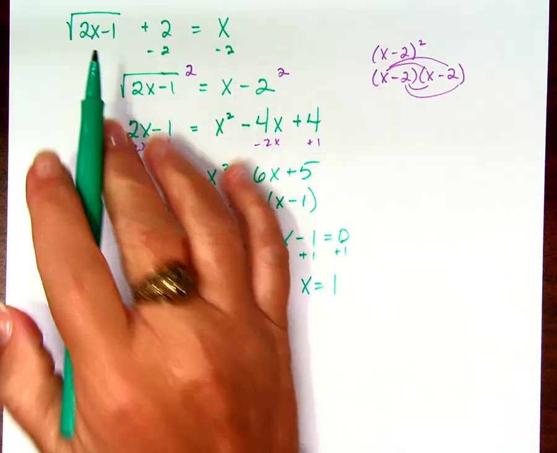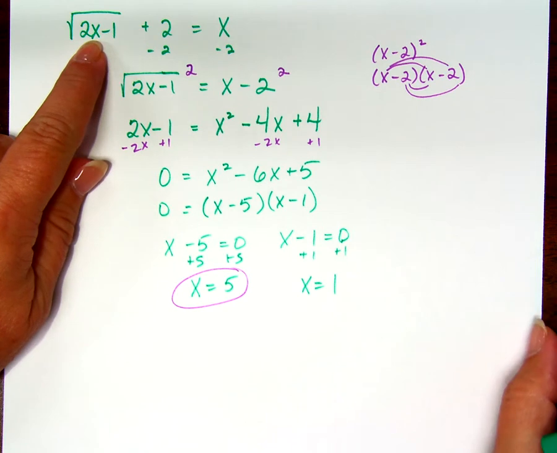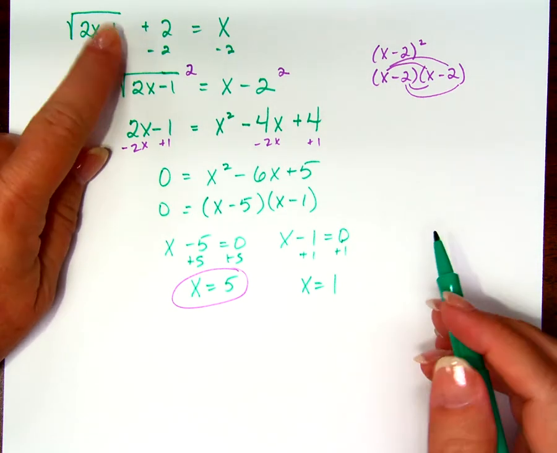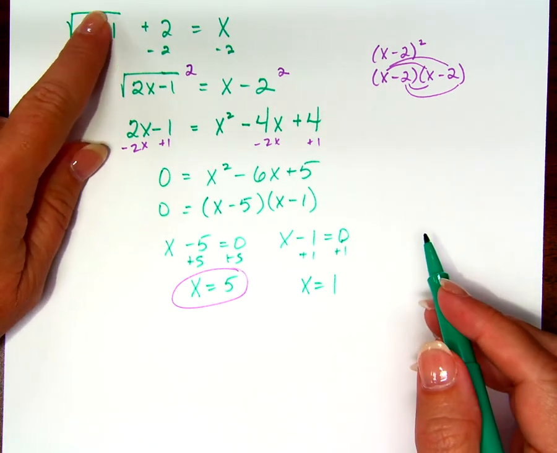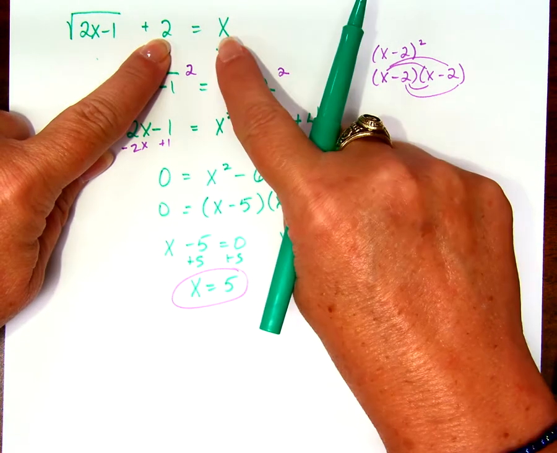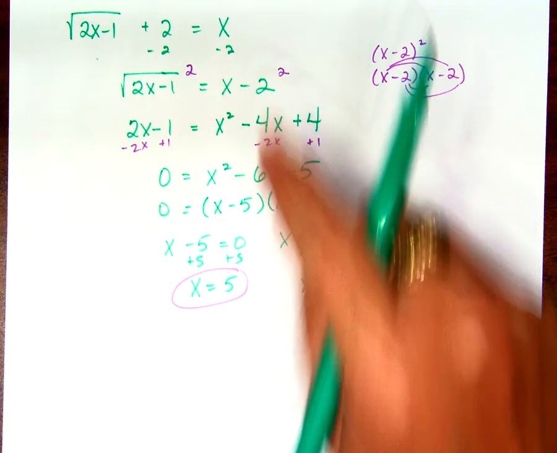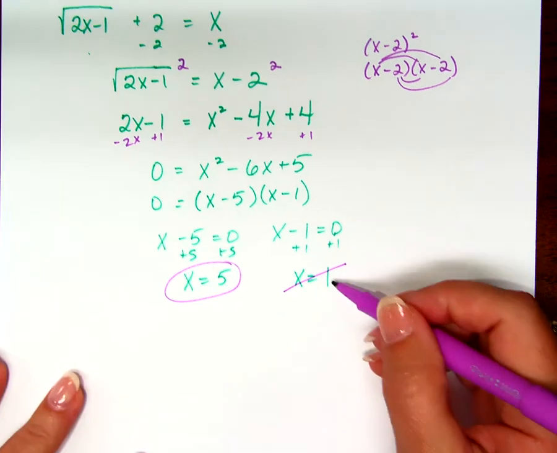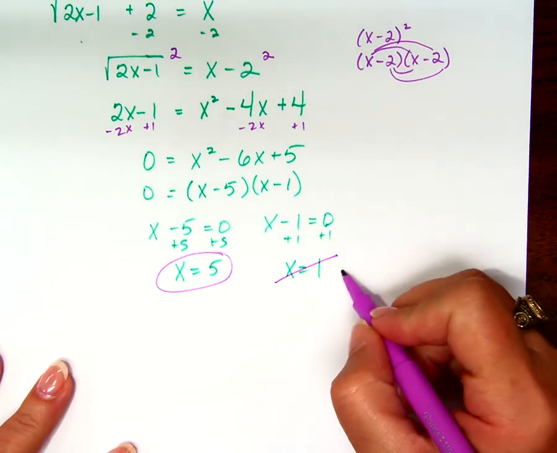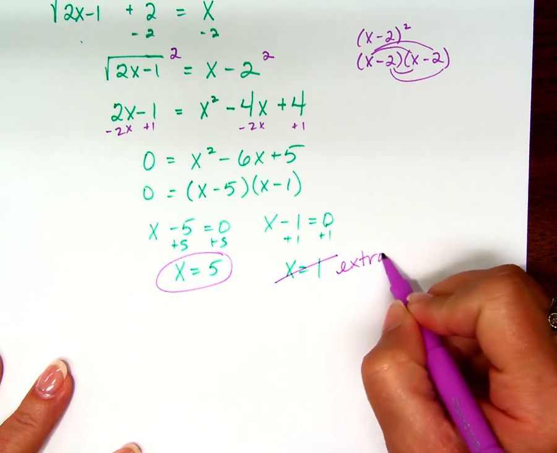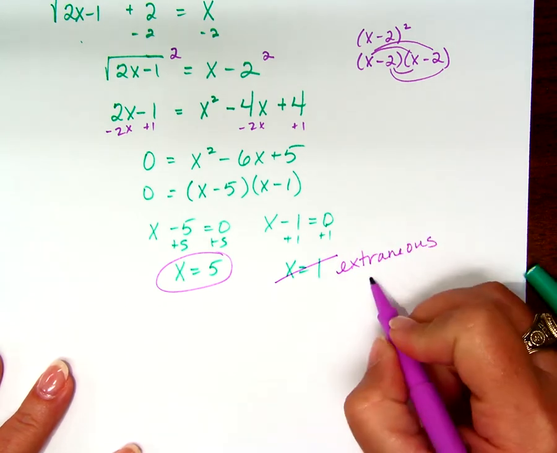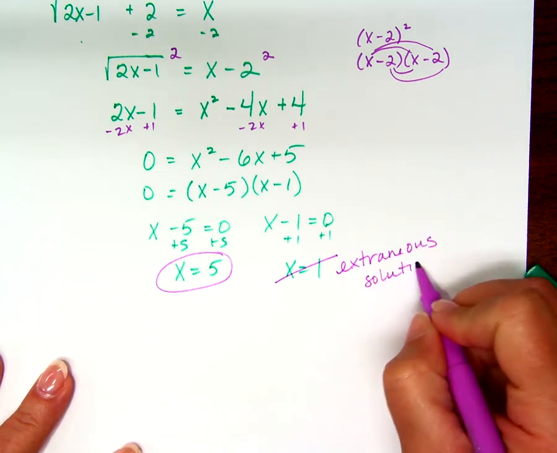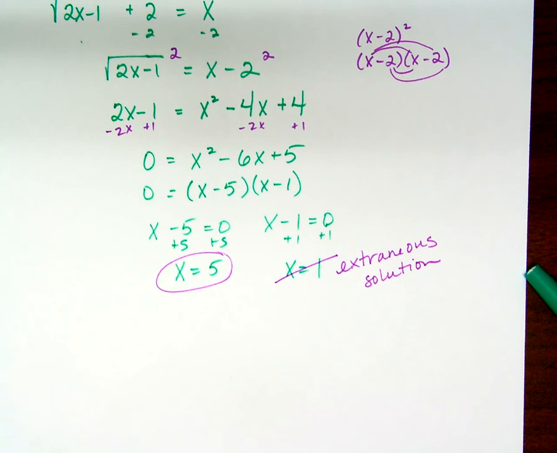Now 1. 2 times 1, 2 minus 1, the square root of 1, 1 plus 2. Does 3 equal 1? No. Do you remember what this answer is called? It's an extraneous solution. It's an extra solution that we got, but it doesn't work, right?